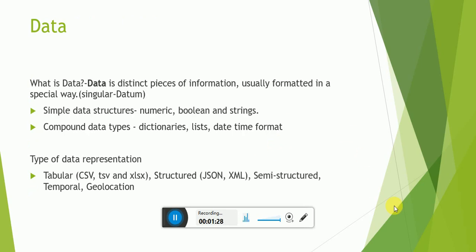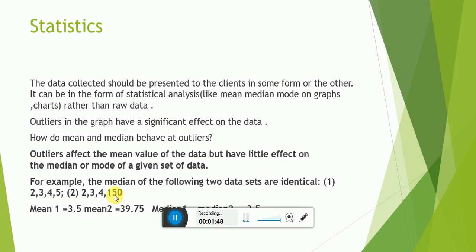Next would be, what is data? Data is basically a piece of information usually formatted in some sort of special way. The simple data structures would be numeric, boolean and strings. Compound would be dictionaries, lists. Types of data representations: it can be tabular, structured, semi-structured, temporal and geolocation data.